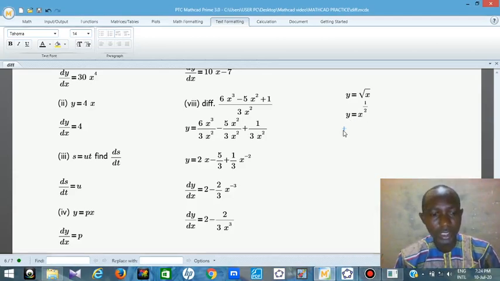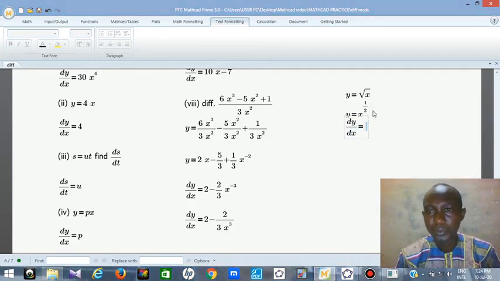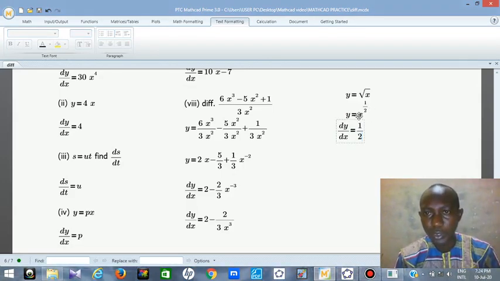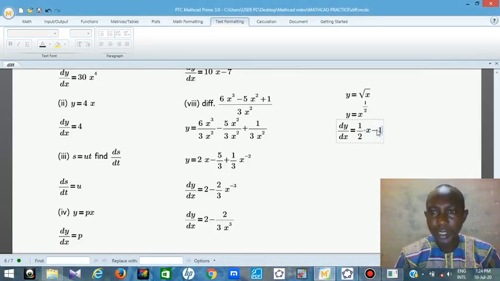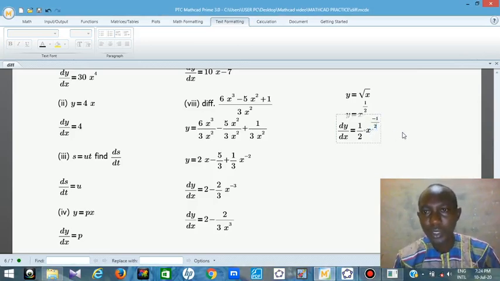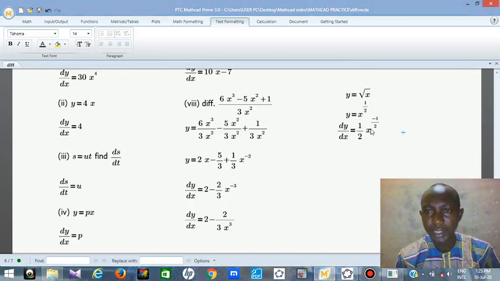Then if you want to differentiate this now, you have your dy/dx. dy/dx will now be equals to, then the power of x, you can see the power of x is 1 over 2. You have 1 over 2. It will multiply the coefficient of x. Then x will now be raised to power 1 over 2 minus 1. So this is going to give you minus 1 over 2. So this is the answer of this differentiation.